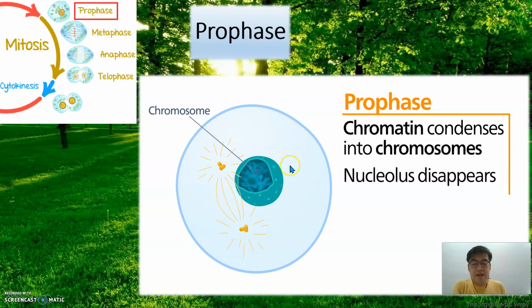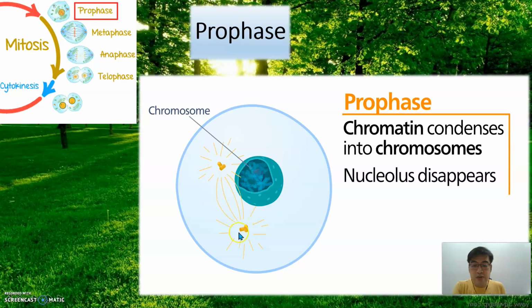Okay, it will become thick, and they will condense into chromosomes inside this nucleus. And in the nucleus, there's one small organelle called the nucleolus, as you have studied in Unit 2. So the nucleolus will disappear. And what about these yellow things? These are centrioles. The whole thing here is called the centrosome.